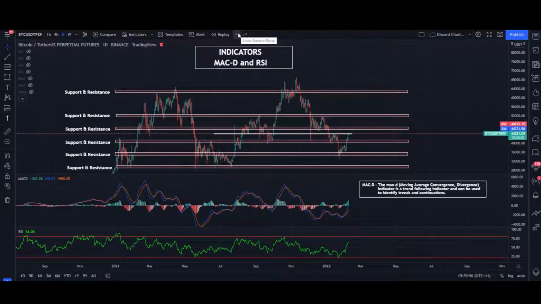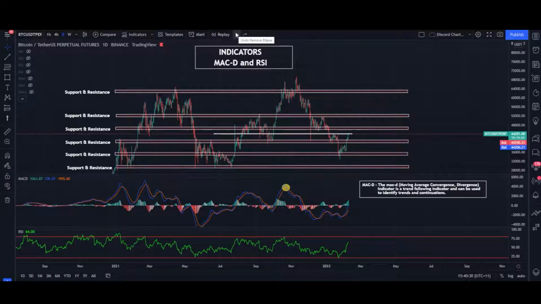The MACD is the moving average convergence and divergence indicator, and it is a trend following indicator. It can be used to identify trends and continuations in patterns. So what does that mean? Here you see right at the top of the MACD chart, you have two lines. One of these lines is representative of a price line, and the other one is a moving average. A moving average is obviously what we have here, and this is just built into the MACD indicator. So you have two on there.